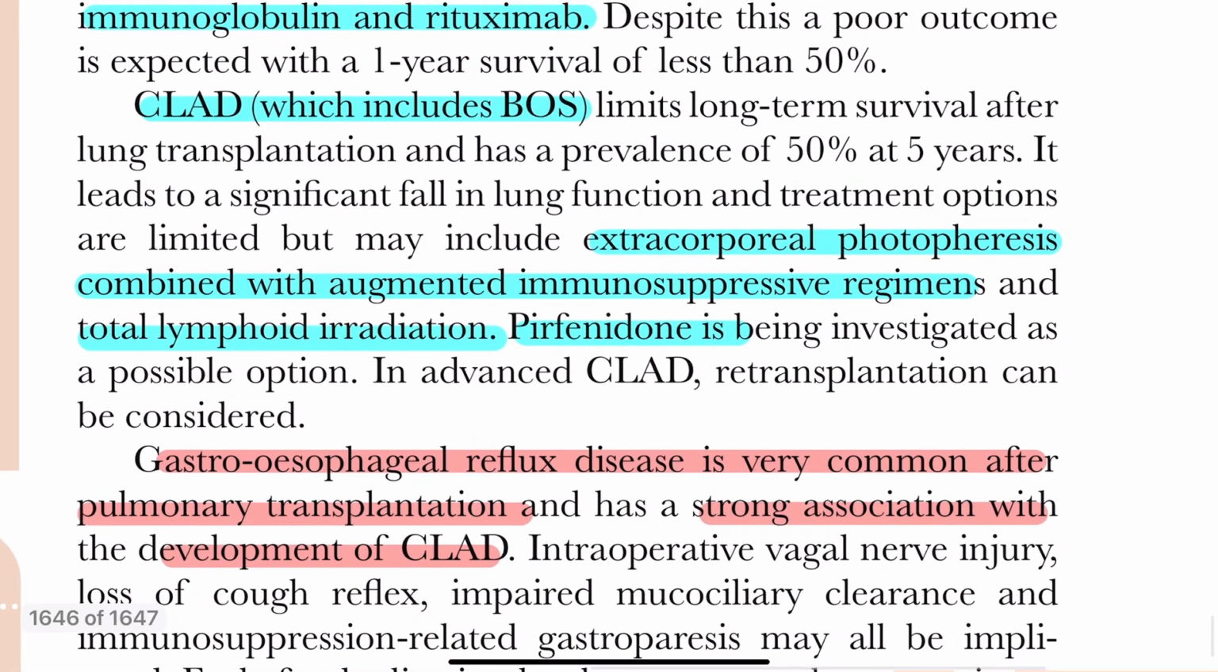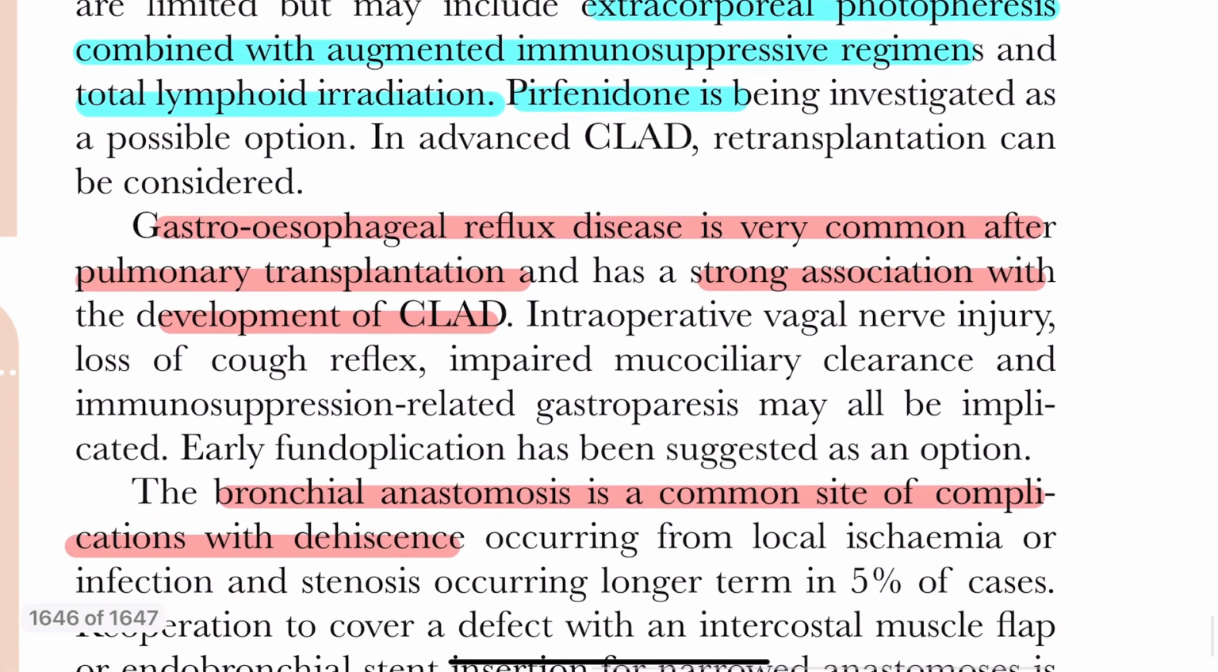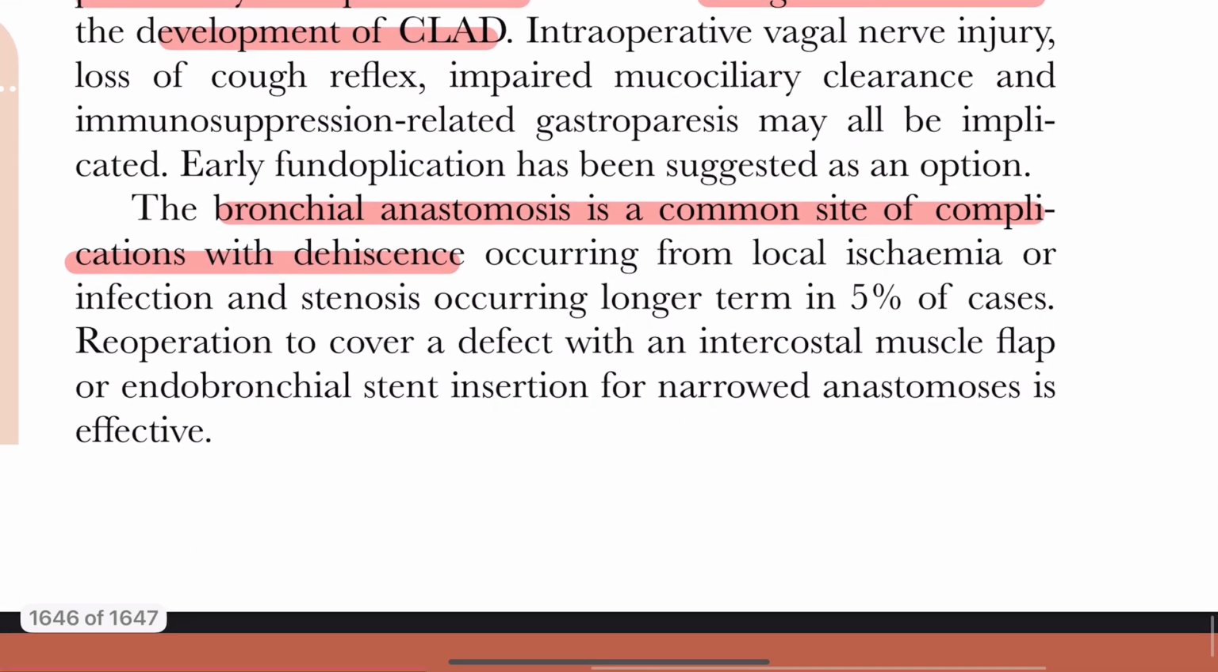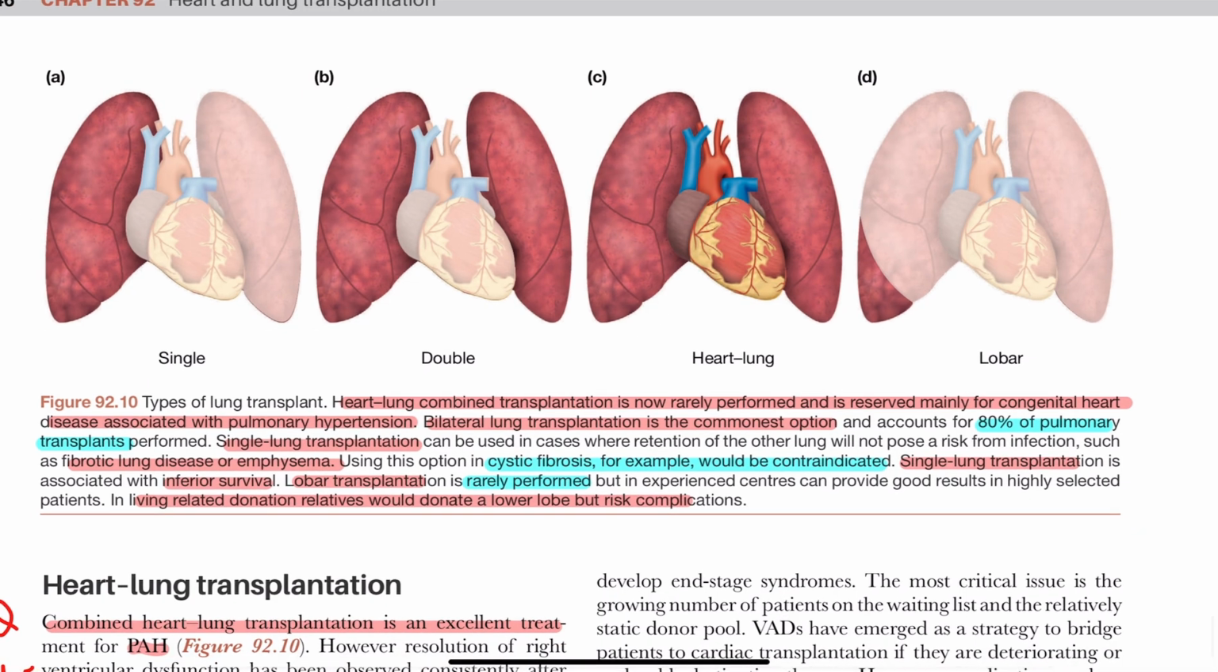Now it's CLAD, which includes BOS. So extracorporeal photopheresis is combined with an augmented immunosuppressive regimen, and total lymphoid irradiation and pirfenidone, an antifibrotic agent. Gastroesophageal reflux disease is very common after pulmonary transplant and has a strong association with CLAD. Then the bronchial anastomosis is a common site of complication with dehiscence. These are the pictures you can get in image based questions: single lung transplant, double lung transplant, lung with heart transplant, lobe transplant.